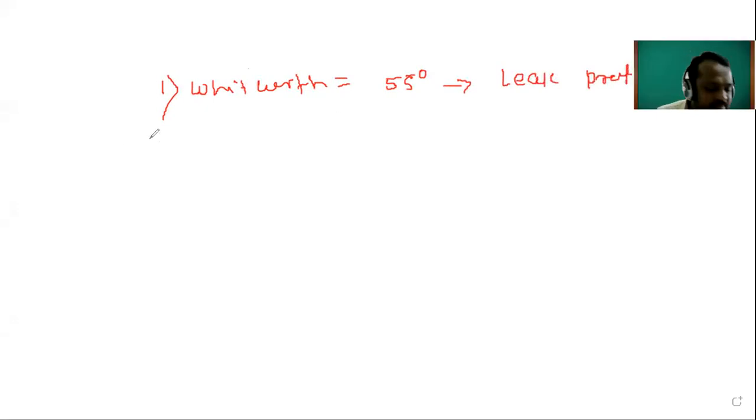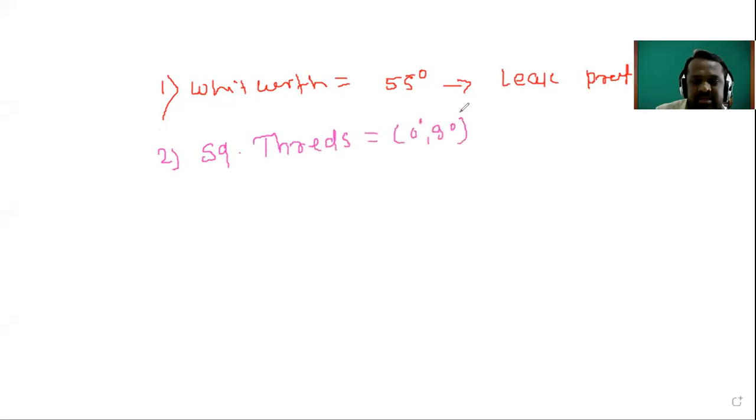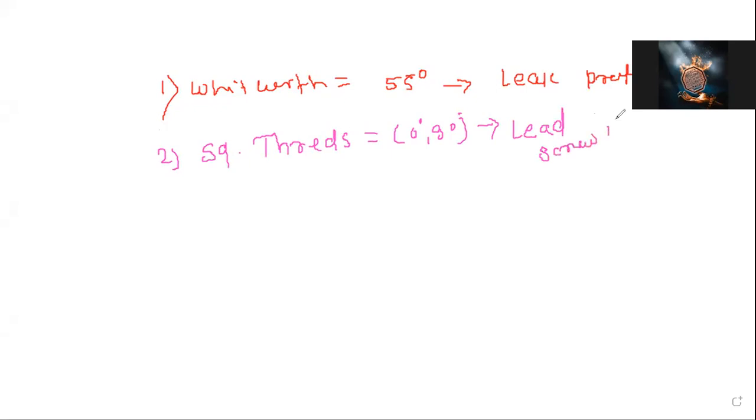Then second is the square thread. For the square thread, what is the angle? 0 degrees, and that 90 degrees we can see. What is the application of that square thread? For heavy load, but in practice it is lead screw and screw jack.